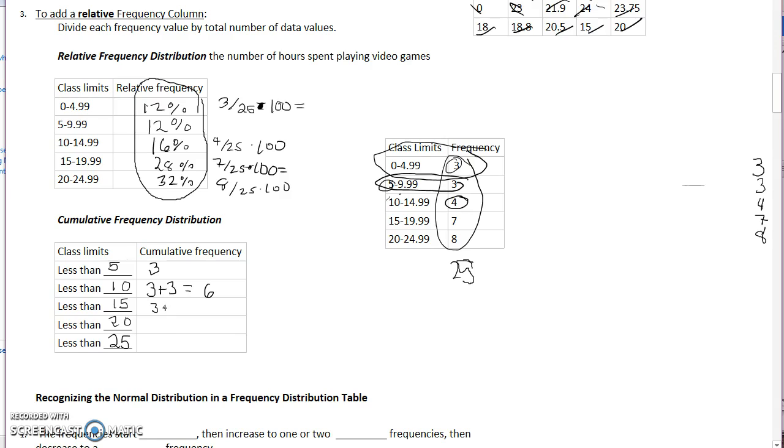The next one would be 3 plus 3 plus 4, which is 10 numbers less than 15. Continue this on. The next one is 7, so that would be 17. And then finally, when I do 3 plus 3 plus 4 plus 7 plus 8, I should get 25, which corresponds to the number of data points in my data set overall.